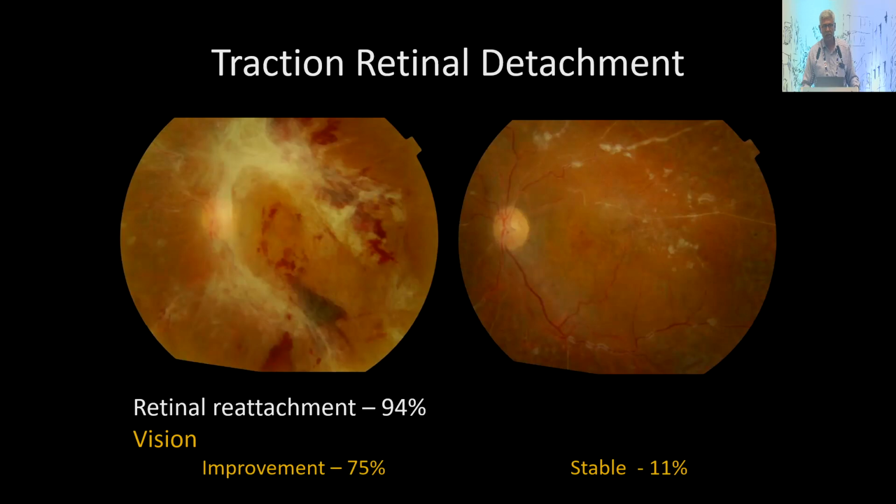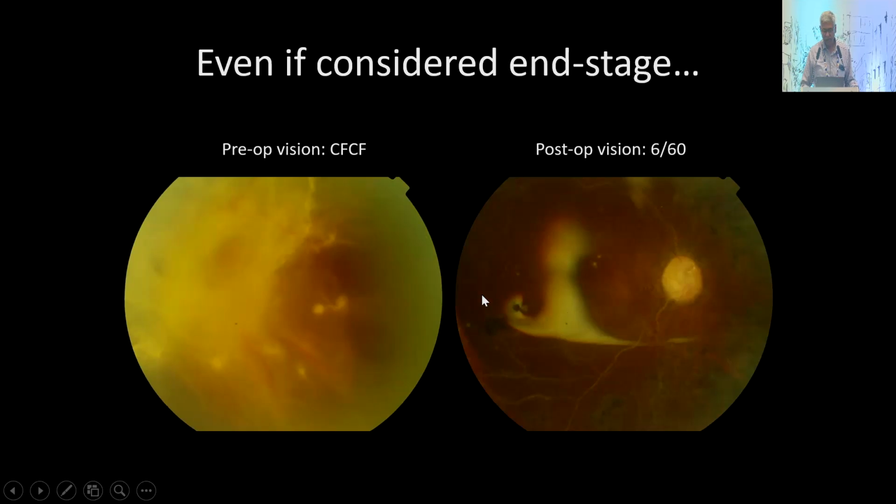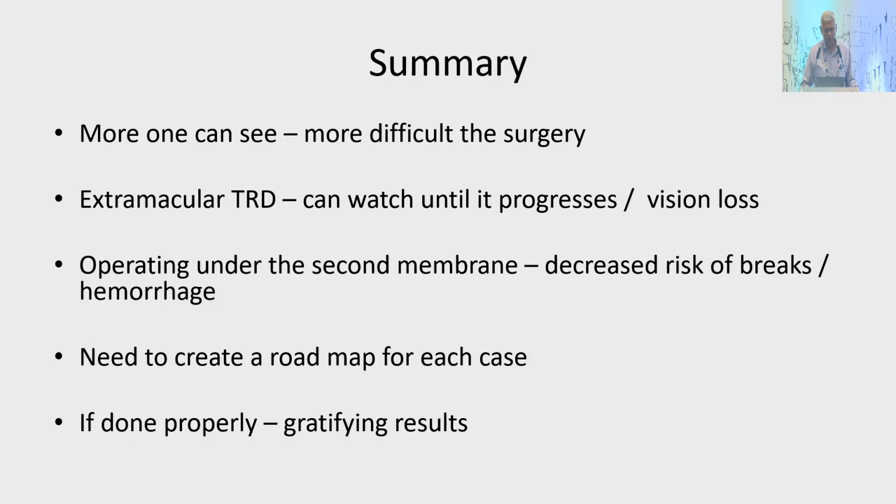And what are the anatomical results? So in traction retinal detachment, in about 95% of the patients, if we do the surgery properly, we'll be able to attach the retina, and vision improvement is in about 70% of the patients. Combined retinal detachment: this is a pre- and post-op appearance of one of the patients. And eyes which look absolutely hopeless also do improve if the surgery is done properly. Complications can be cataract, vitreous hemorrhage, retinal detachment, anterior hyaloid proliferation, rubeosis, iritis, and neovascular glaucoma.